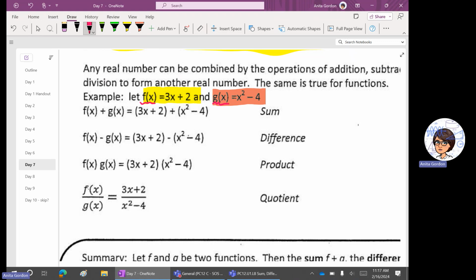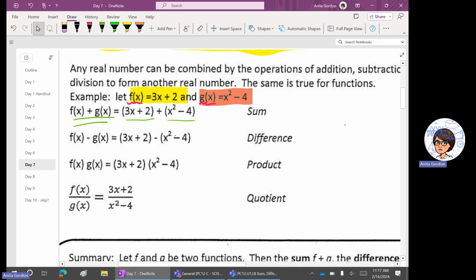When we are adding these functions, we take function 1 plus function 2. If we drop the brackets because we don't really need them in this case and put them together, this is going to give us x squared, collecting like terms here, minus 2. This is our new function that is the sum of g and f of x.